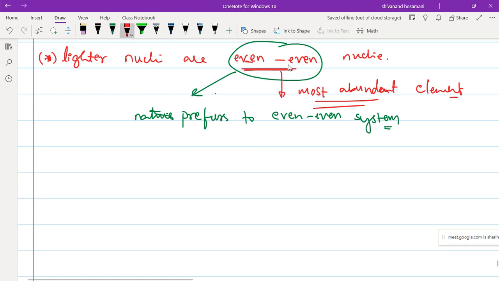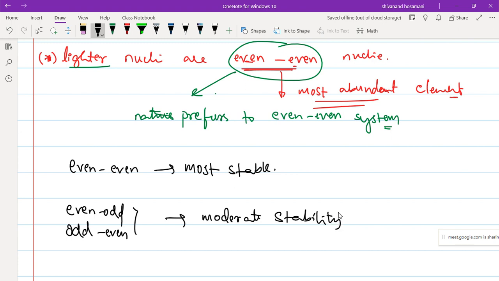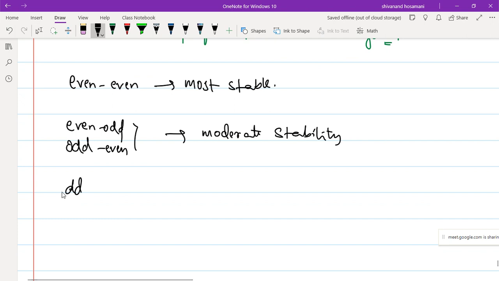Next part is, moreover, even elements are the most stable nuclei. And here, even-odd and odd-even nuclei are moderately stable, moderate stability. Whereas in case of odd-odd nuclei, the odd number of protons and odd number of neutrons, they are going to be the least stable. Okay.